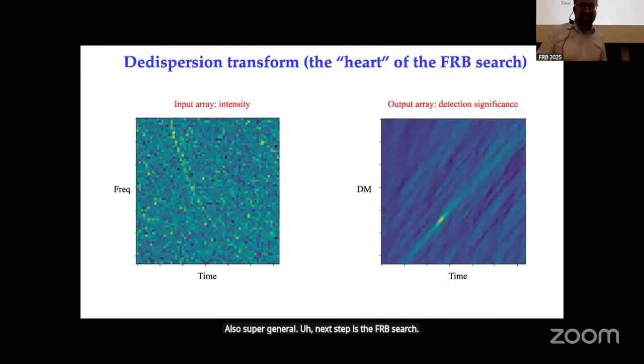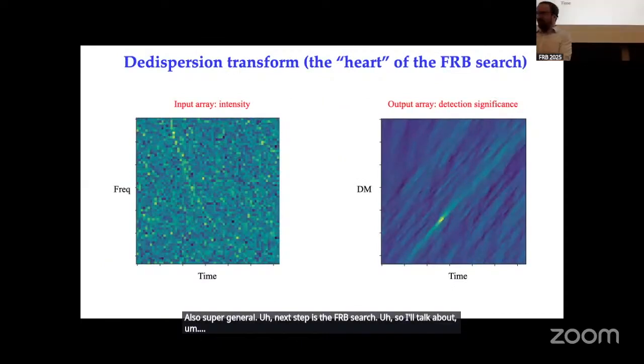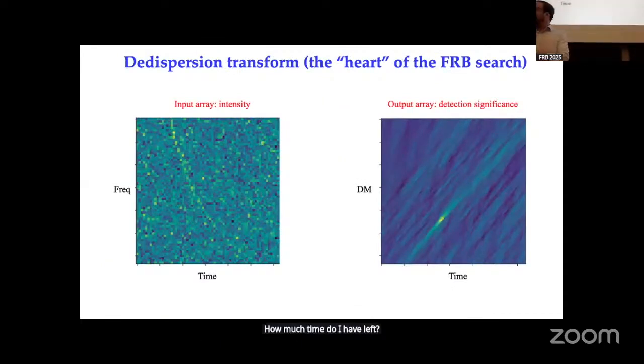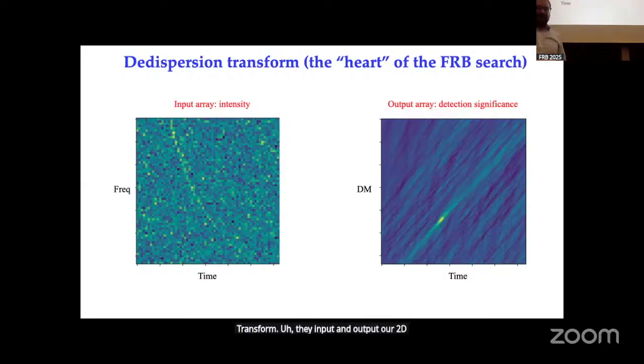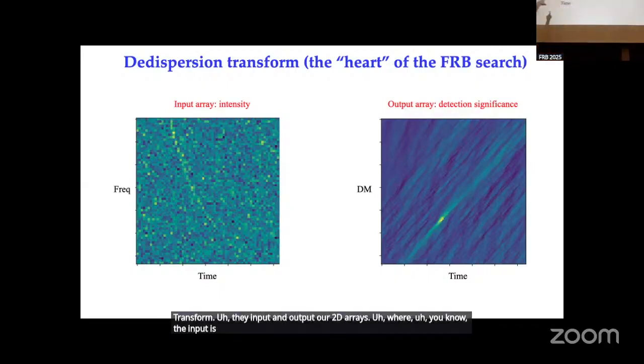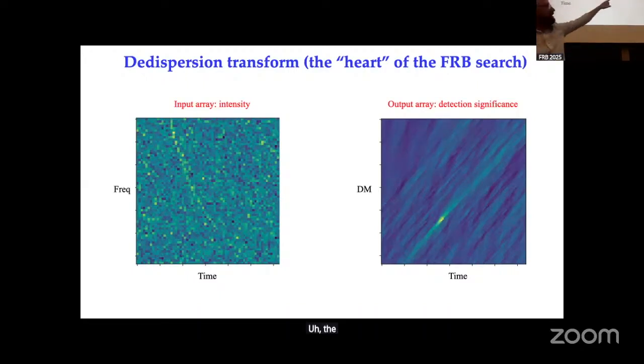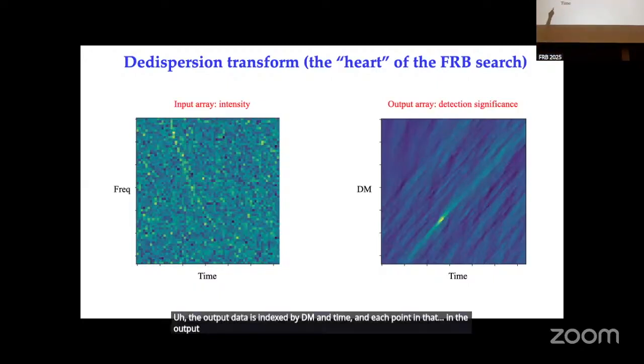So I'll talk about, how much time do I have left? Okay. Maybe I'll just cut this short. I'll say that the heart of the FRB search is this transform. The input and output are 2D arrays, where the input is intensity data indexed by frequency and time. The output data is indexed by DM and time, and each point in the output array is a sum over elements of the input array that gives you the detection significance in sigmas.